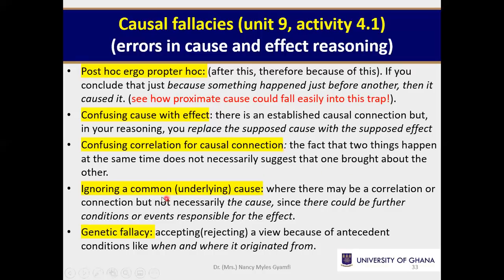Then we have the fallacy that ignores a common underlying cause. Here, there is a cause and effect, but it is underlying, hidden, so you may not see it. When we were diagnosing the method of agreement, I said you may also be overlooking a possible common factor, something common to the two of them. I think I have some good examples there. I just pray we are able to get there before that.